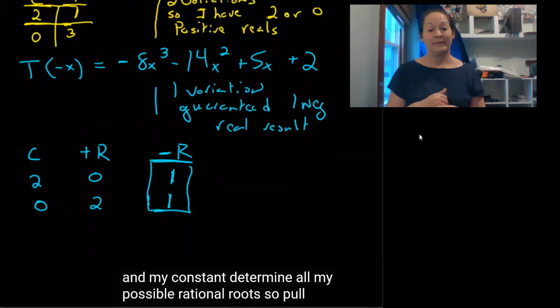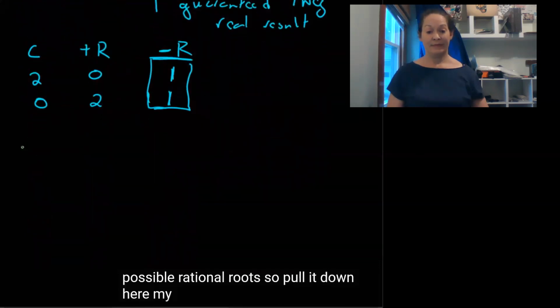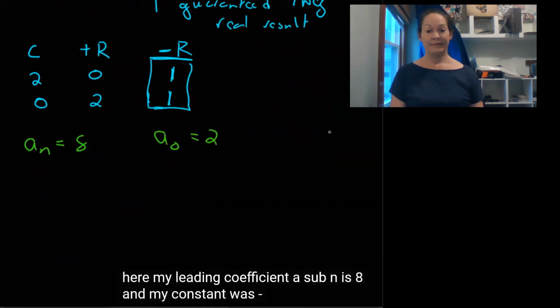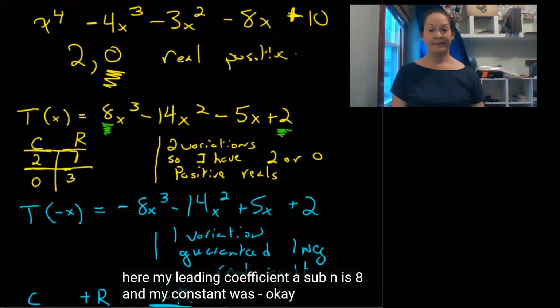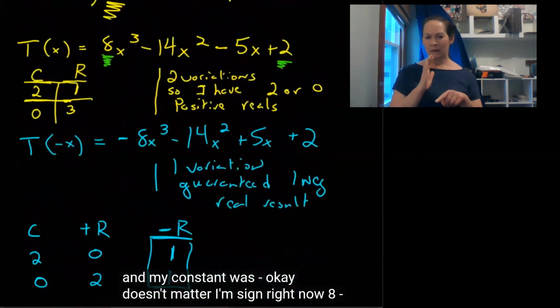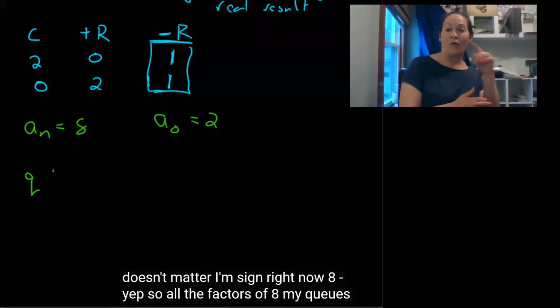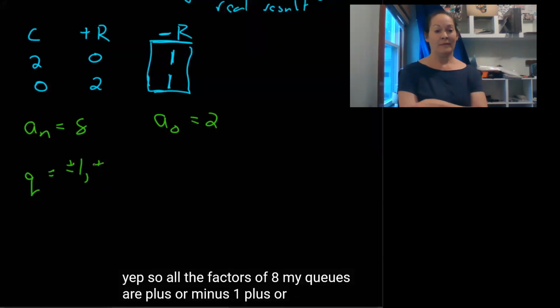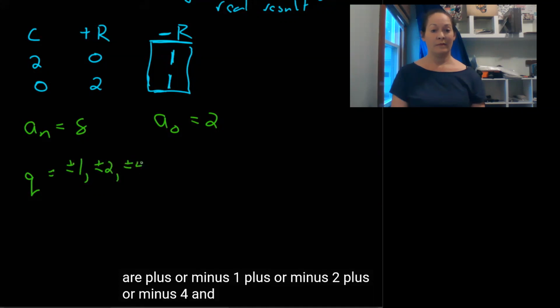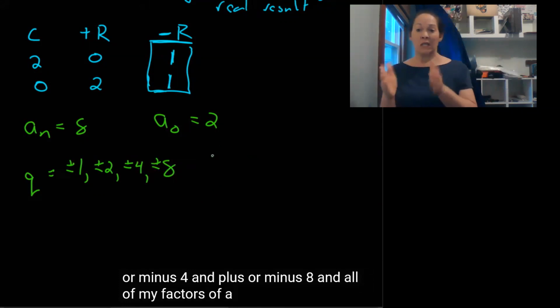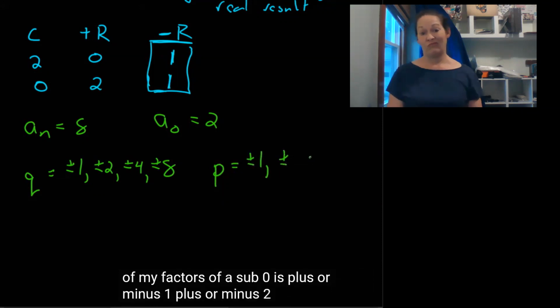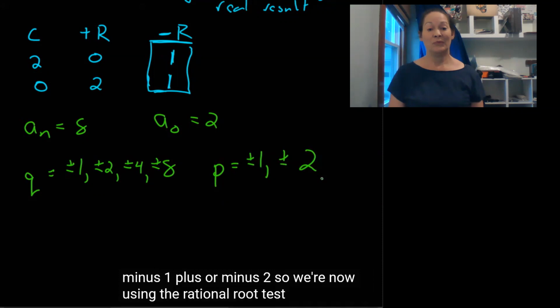So I'm going to pull it down here. My leading coefficient, a sub n, was 8, and my constant was 2. Oh, right. Doesn't matter on sign right now. 8 and 2, yep. So all the factors of 8, my q's, are plus or minus 1, plus or minus 2, plus or minus 4, and plus or minus 8. And all of my factors of a sub 0 is plus or minus 1, plus or minus 2. So we're now using the rational root test.